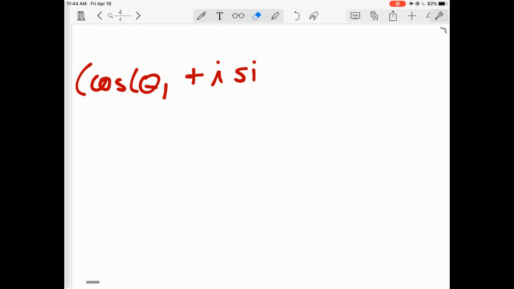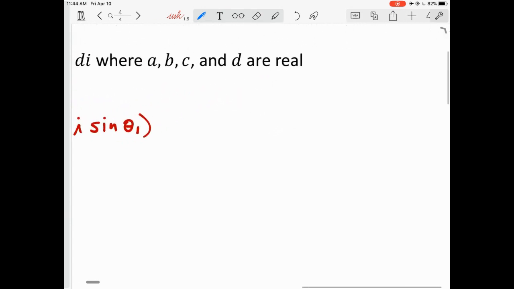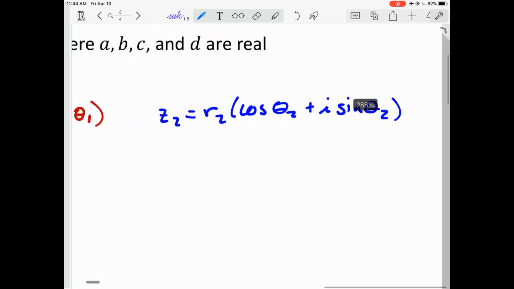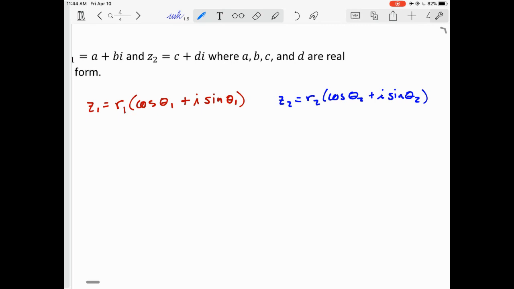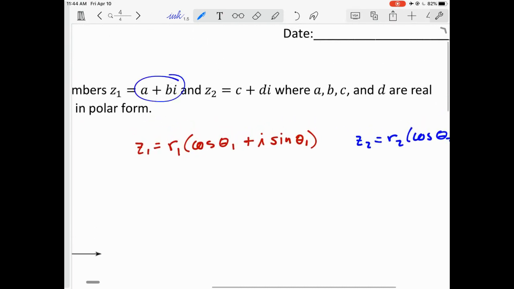I'm not going to include the parentheses right now on the thetas. And z2 is r2 cosine theta 2 plus i sine theta 2. We'll keep those in mind for a second, but really all we're doing is multiplying these. I'm going to start off by just multiplying them in this form, and then we'll substitute some things back in.